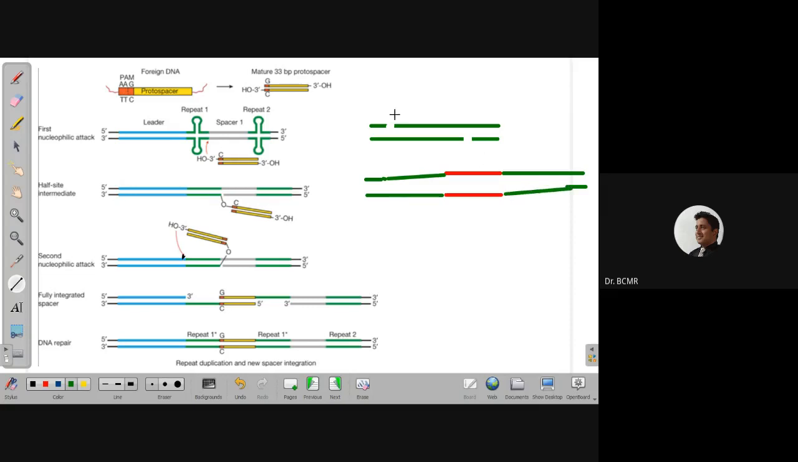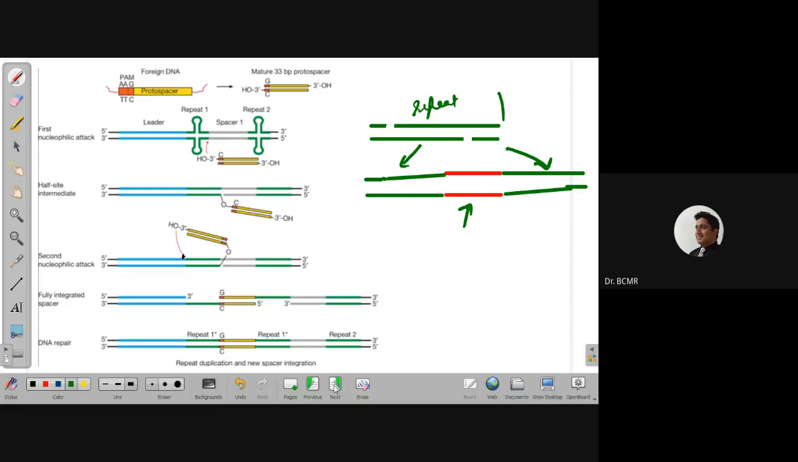So now you previously had only one repeat, say for example, that is what is there. Now you have two repeats. Here is one and here is one. And this is the new protospacer that has been put in. Okay. Yes, that is how incorporation happens.